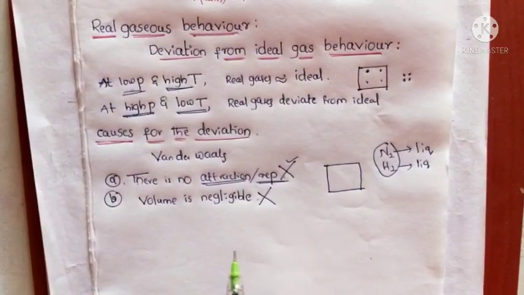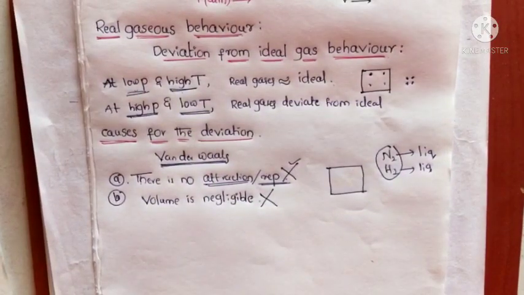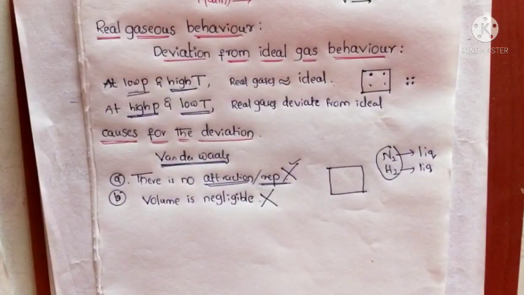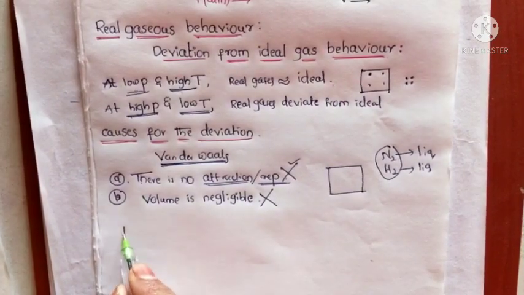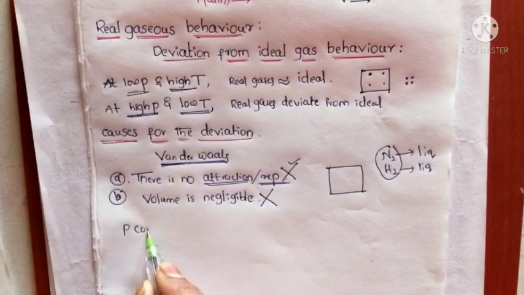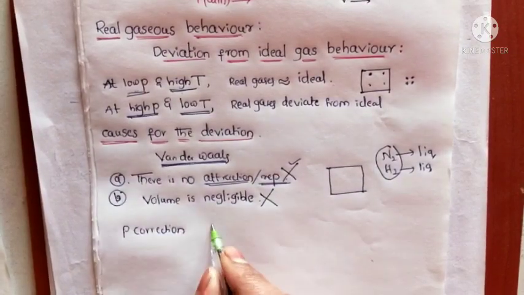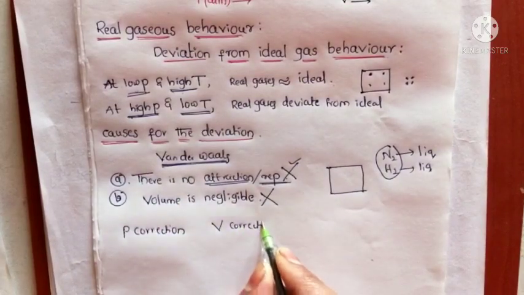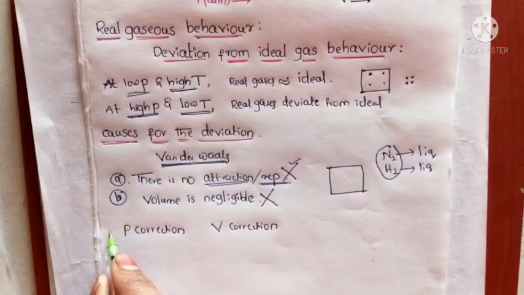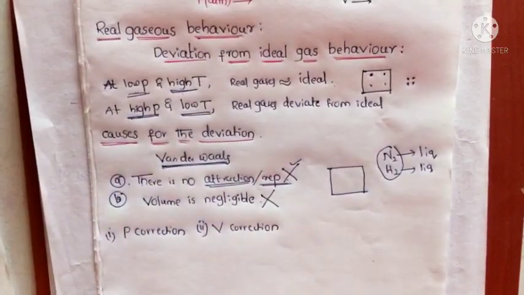This can be explained by van der Waals. Now van der Waals deduced an equation of state for real gases by correcting two factors: the pressure correction, and the second one is the volume correction. So this is the first one, this is the second one. Now we will see the correction of pressure.